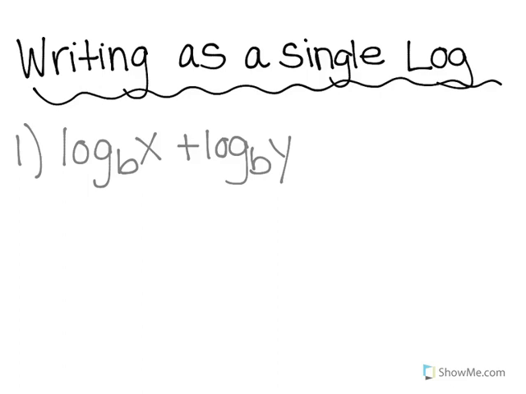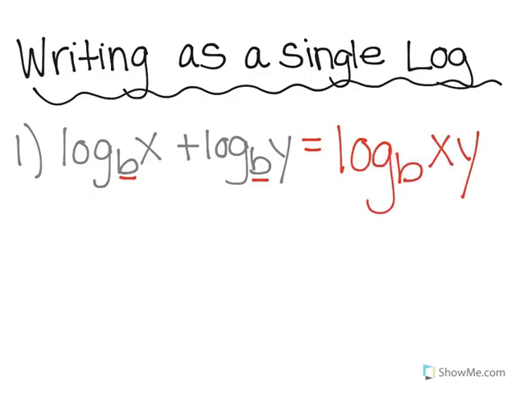Now we're going to be taking logarithms and writing them as a single log, or in other words, condensing. The reason why we can write these as a single log is because they have the same base of b. So you have to kind of go backwards in what you just did in the properties. Since you have log base b of x plus log base b of y, this is written as a single logarithm, log base b of x times y.